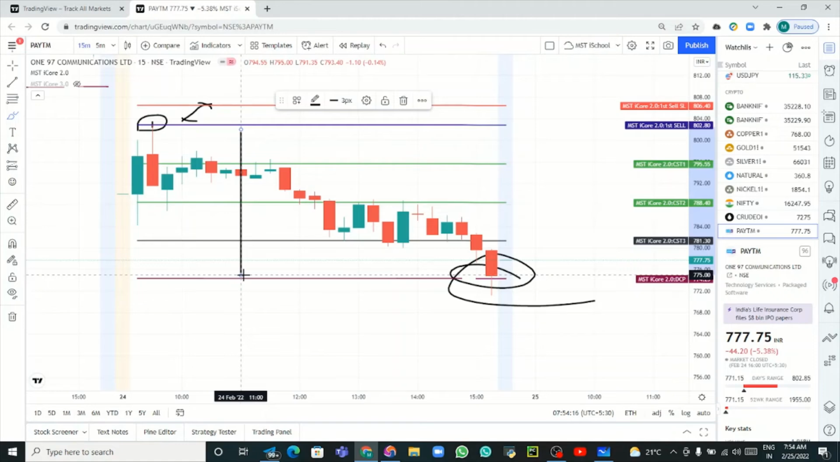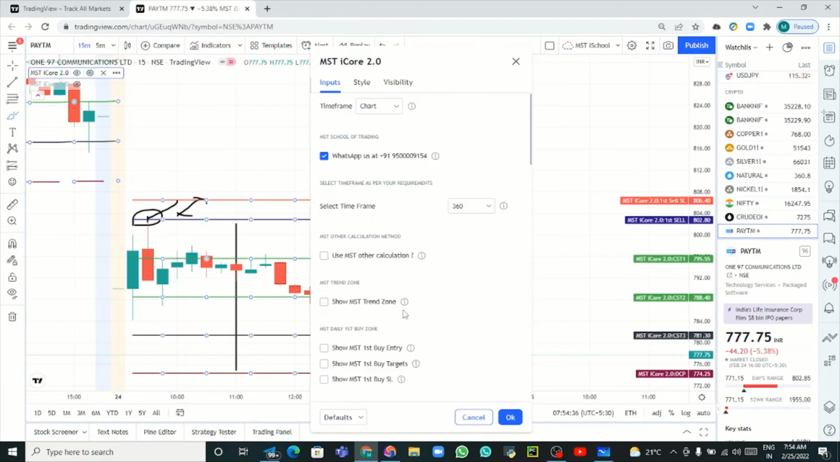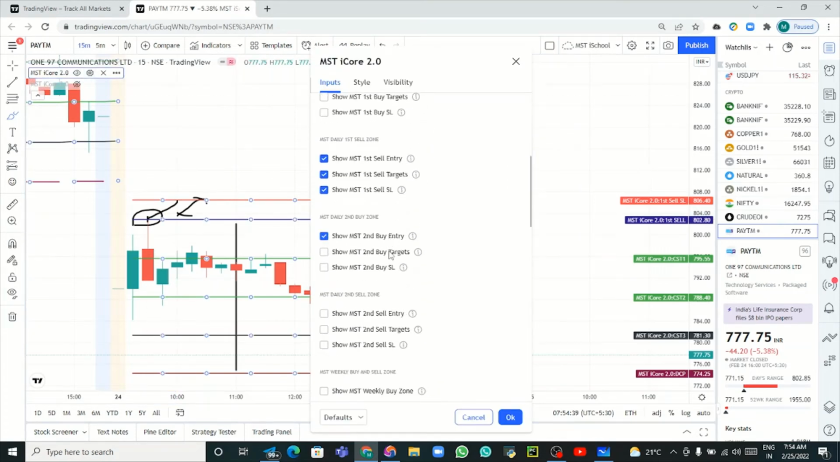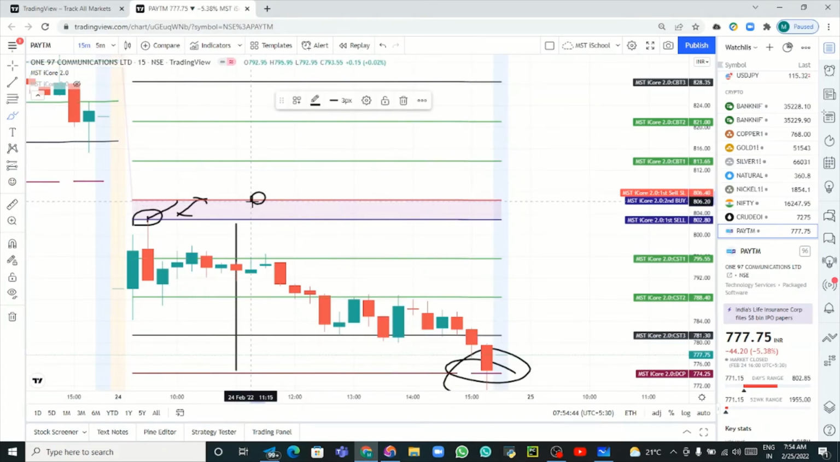You watch this video again and again until you get a clear picture. Clear? So there is nothing else. Suppose instead of giving the targets today, if it had reversed here, then what will we be doing? We will go here and enable the second buy entry and second buy targets. So here will be our second buy entry with double lot and here we will be booking our target. That's all. So our loss will be recovered and profit will be there.